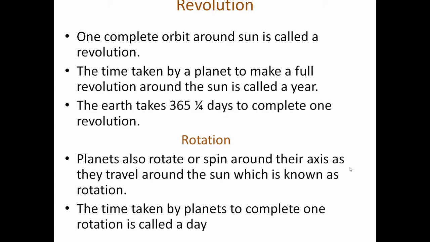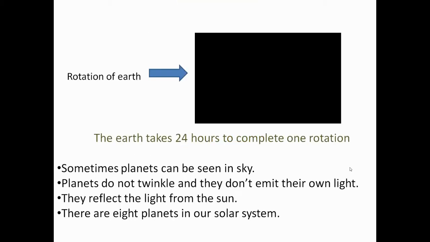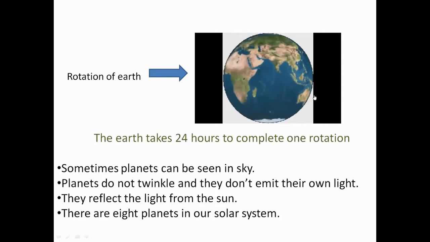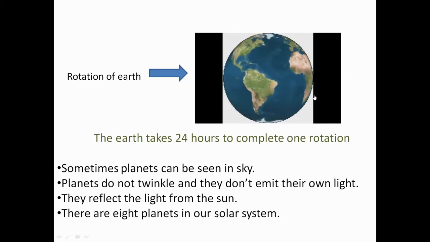Now coming to rotation. Rotation is a type of movement where the planet rotates round and round in its own place or spins around its axis. So as the planets are moving around the sun, they even keep rotating. The spinning is known as rotation. And the time taken by the planet to complete one rotation is called a day. You can see the rotation in this picture here. This is the rotation of our planet Earth.